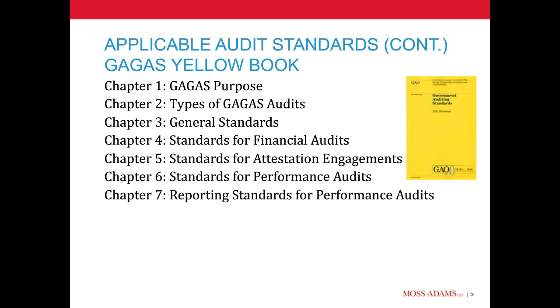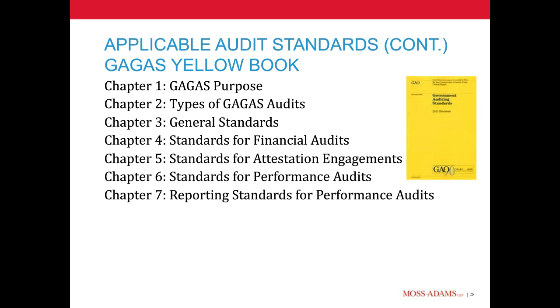So then we move on to GAGAS, and I think we've seen some instances where there's a preference towards GAGAS, and I don't know that it's always the case that those with that preference really understand what the implications are of going to that approach. So GAGAS is very specific. There are 7 chapters that we've listed here from the Yellow Book that specify what can be done and should be done under GAGAS. So to be GAGAS, it has to be one of these.